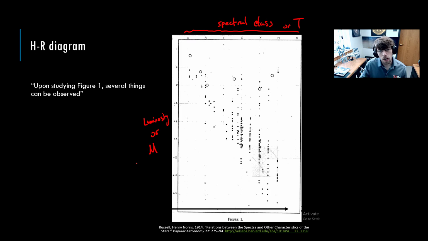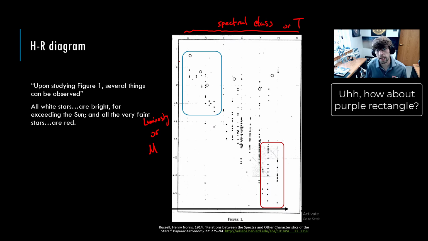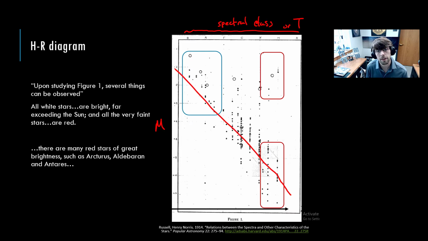So the first thing they say is, upon studying figure 1, several things can be observed. All white stars are bright, far exceeding the sun. And so that's this upper purple triangle. And all very faint stars are red. And then, in addition to that, they decided they would go further. They said, aside from hot stars being bright and cold stars being dim, this trend that goes from lower right to upper left, the other thing they noted is up here in this red section, that there are many stars of great brightness, such as Arcturus, Aldebaran, and Antares.